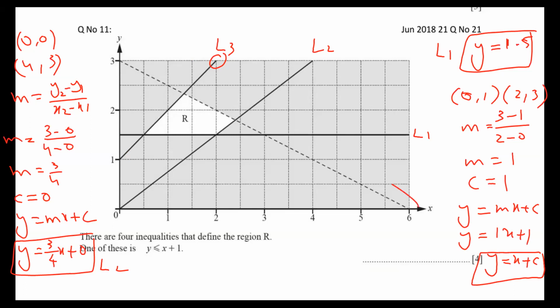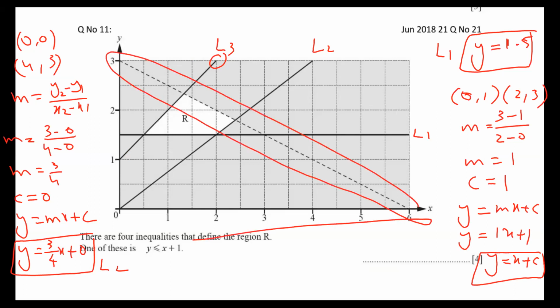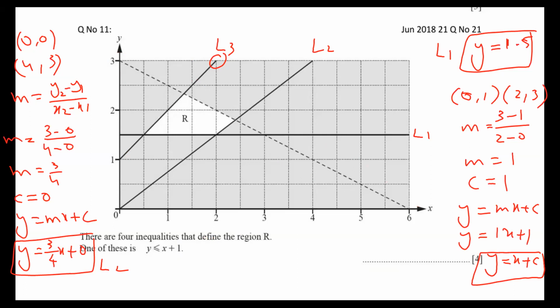You say, sir, what about this line, sir? This line is already given here. You can see here. If you don't know, okay, wait a minute, please. Let me check it. I think we have done the same thing again. Anyway, no problem at all.